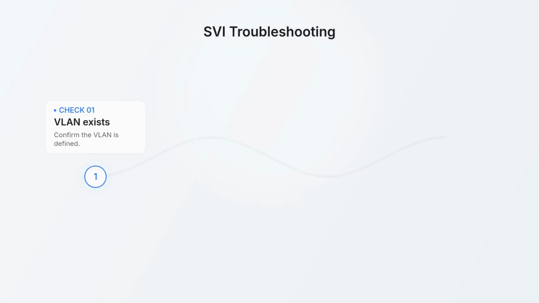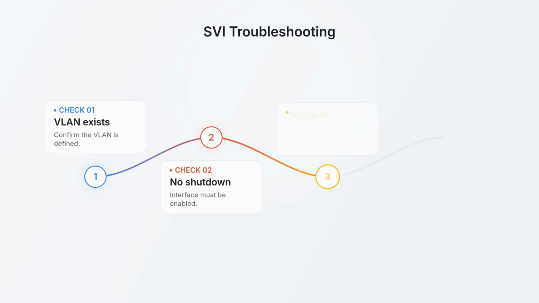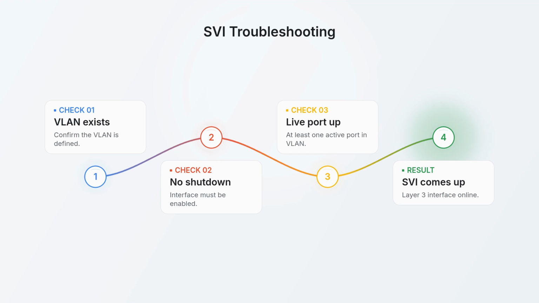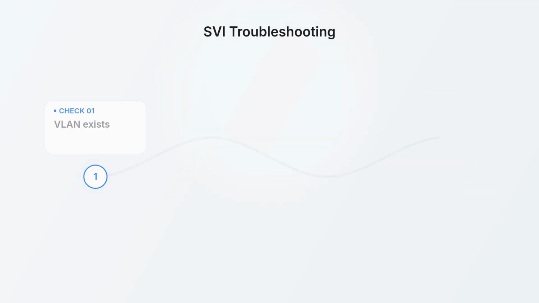Here's another exam trap you absolutely want to catch. An SVI can stay down even when the configuration looks correct, simply because there isn't an active access port up in that VLAN. So if the SVI is down, don't assume the IP settings are the problem first. So if an SVI won't come up, run a quick checklist. Verify that the VLAN exists, verify the interface isn't shut down, and verify that at least one live port in that VLAN is actually up. Those are the big 3.